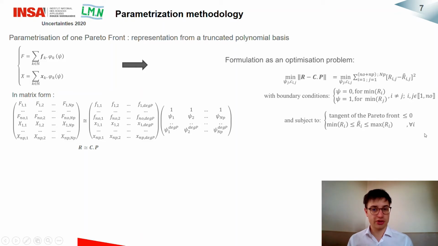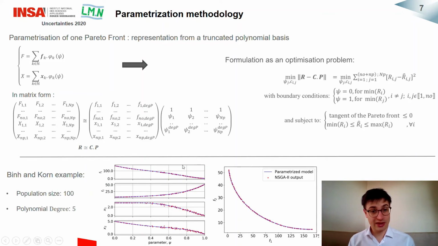There are some other constraints that are needed in order to get something that corresponds to the wanted Pareto. Here you can see an example of such a parameterization, where on the first figure you can see each performance function and each variable calibration as a function of parameter psi, and the second one is the corresponding Pareto, where we have a good precision of the parameterization.